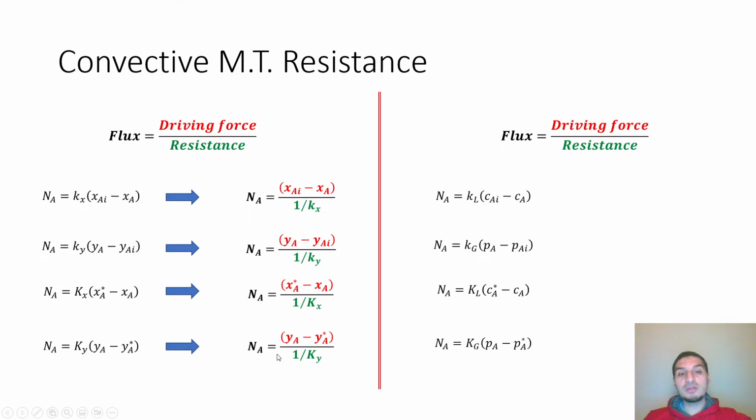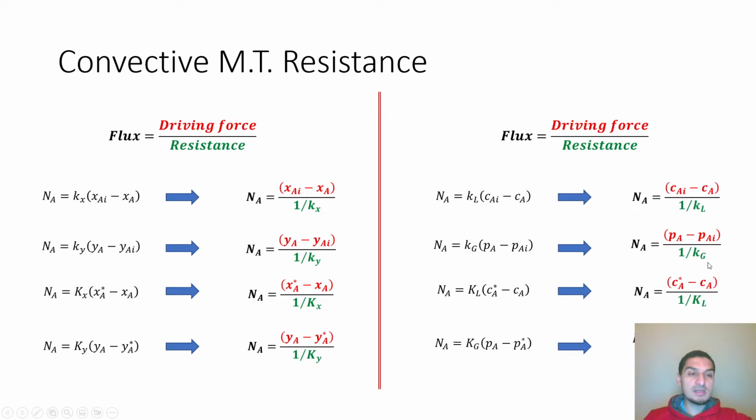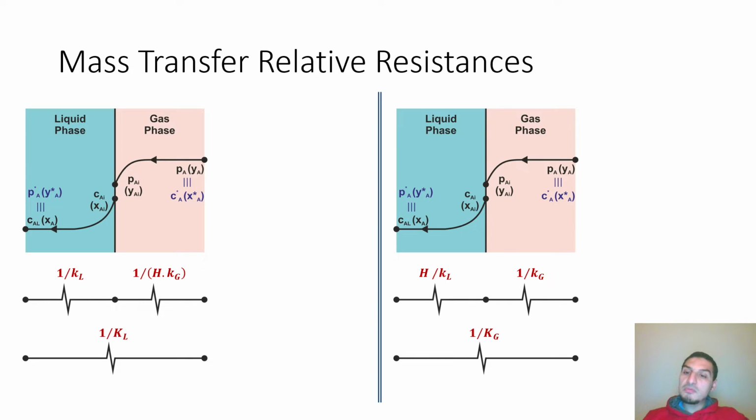The same can be done for units of concentration and partial pressure. We can rewrite these equations as concentration difference divided by mass transfer coefficient, or 1 over mass transfer coefficient. The same here for the four equations. This is a pretty important thing, because knowing these forms of the equation and describing them in the form of a driving force over resistance can tell us a lot about the relation between the individual and the overall mass transfer coefficient.